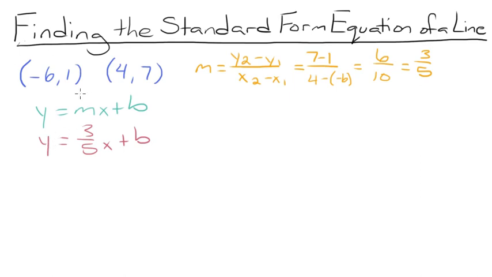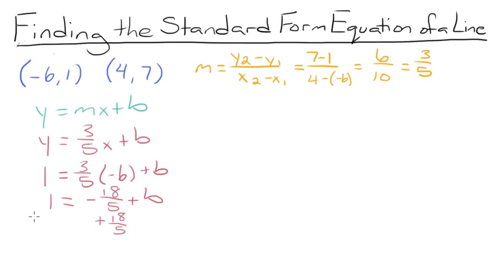For this example, let's use the point -6, 1. So if we plug in -6, 1, we'll get 1 equals 3/5 times -6 plus b. We're going to start by multiplying on the right side. 3/5 times -6 is -18/5. And then to get rid of this -18/5, we're going to have to add 18/5 to both sides of our equation.